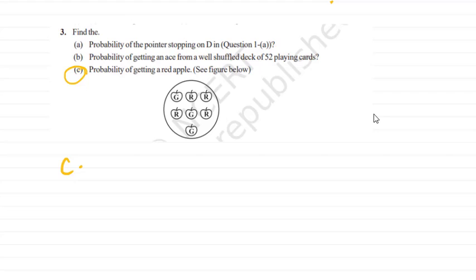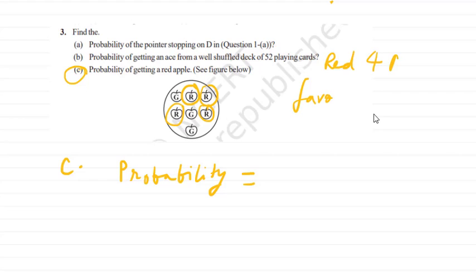Now we have another part here, this third part. It says probability of getting a red apple. So you need to find out the probability of getting a red apple. You can see in the circle how many red apples you have here. You need to count them. It's 1, 2, 3 and 4. So 4 red apples we have.